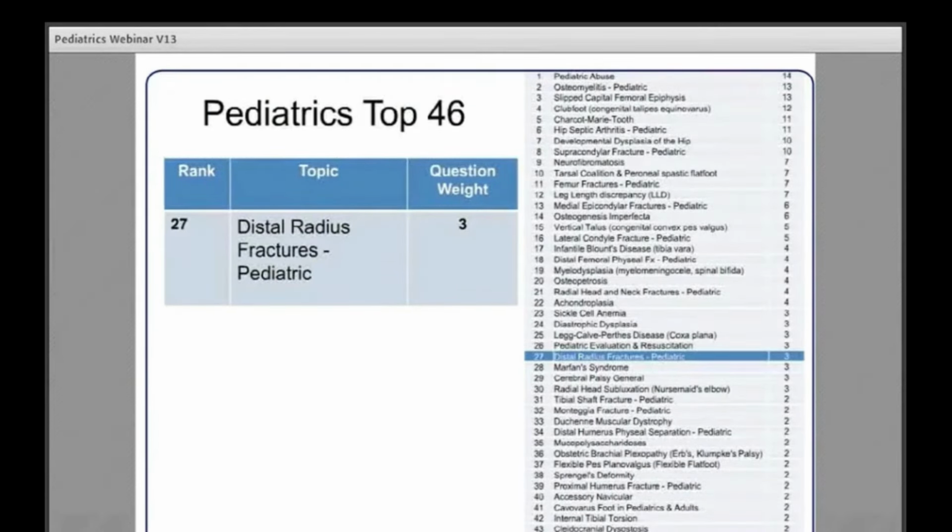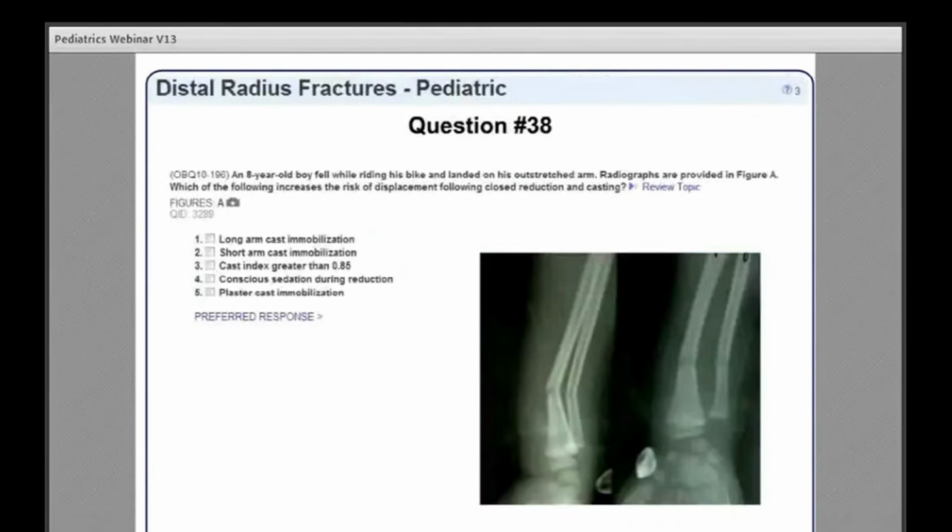Next are distal radius fractures. An 8-year-old boy fell while riding his bike and landed on his outstretched arm. Radiographs are provided in figure A. Which of the following increases the risk of displacement following closed reduction and casting?